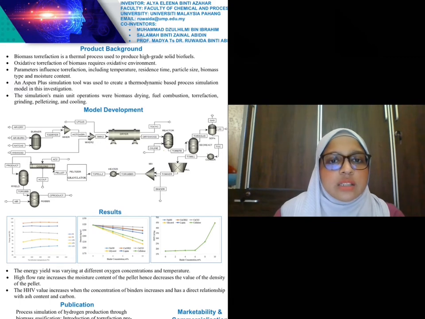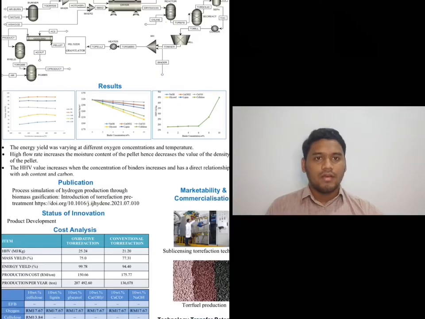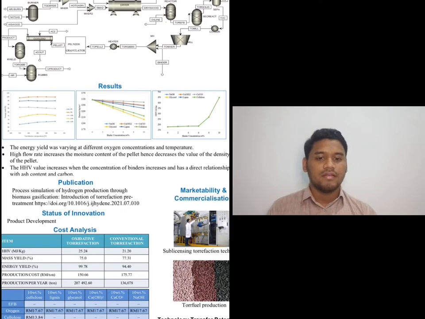For the performance test, an R-Yield reactor and an R-Gibbs reactor were used. The SSR was added at the R-Gibbs block. For the analysis of the product, we found that the mass yield decreased when the oxygen increased. The decrease in mass yield is caused by the degradation of the major biomass components like hemicellulose, cellulose, and lignin.